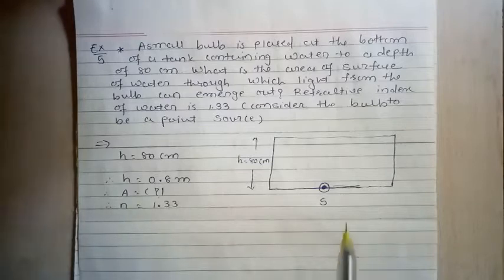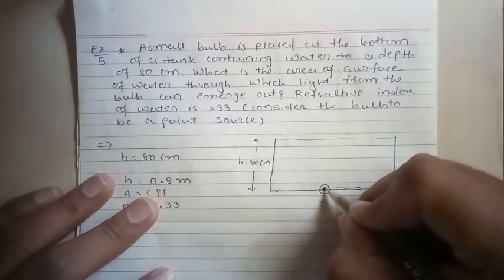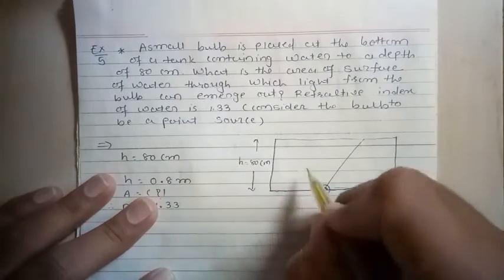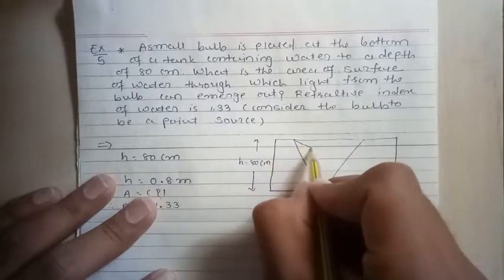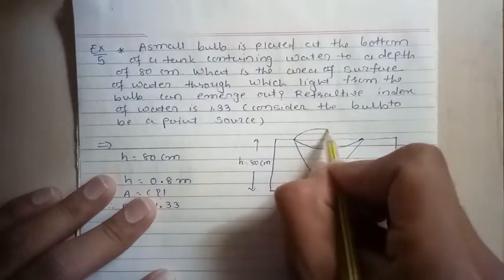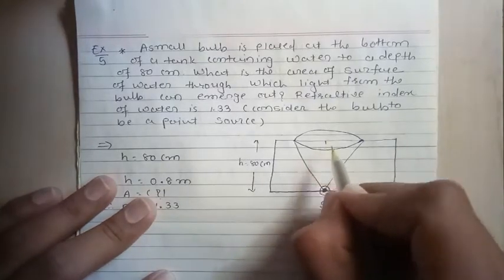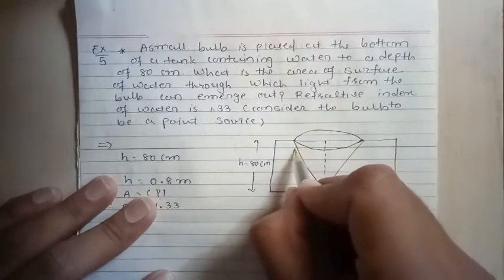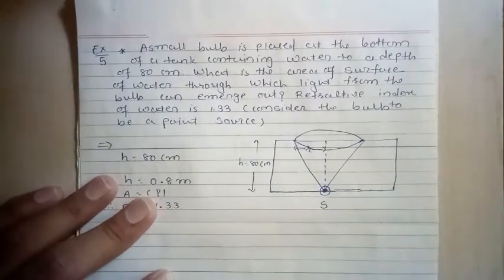So here this source emits light in a circular path, so here this is an incident ray like this, and this is also an incident ray like this. This creates a circular path like this, right? So here this is the radius of the circle, right?